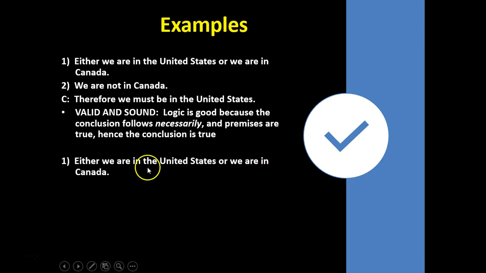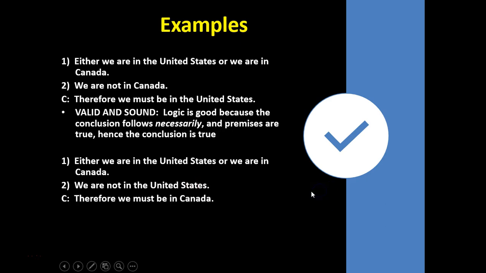Right? And again, either we're in the US or we're in Canada, and we're not in the US, therefore we must be in Canada. Again, go with it. So pretending that these are true, right? That conclusion must follow. So this argument's valid. And then ask, are the premises in fact true? Yes. This is false. And you got a false conclusion. So that's unsound.